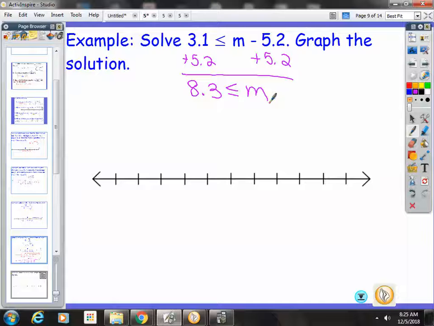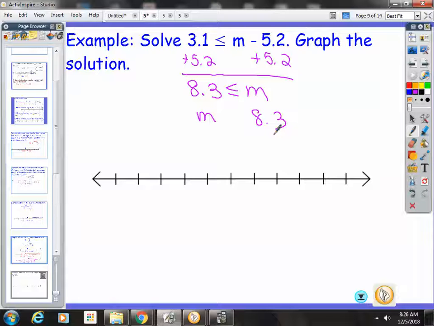When I solve an inequality, I want that variable to go on the left side. Just like when we solve an equation, don't we want it to be like x equals something? I want that variable on the left. I'm going to use what we call the symmetric property, and I'm going to flip-flop sides of the equal sign. So I want to move m over, and I want to move 8.3 over here.